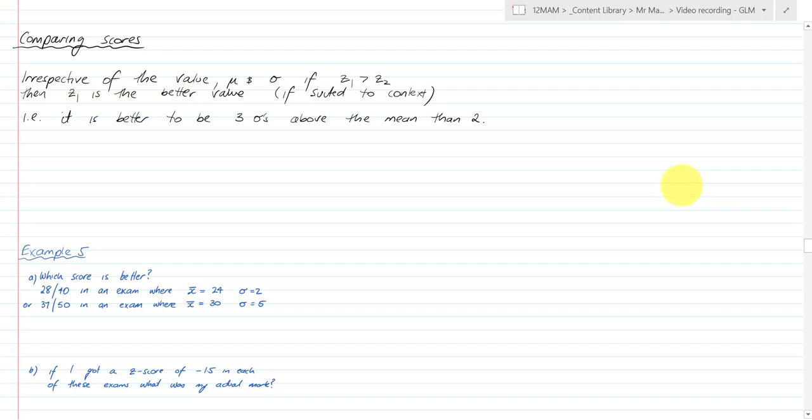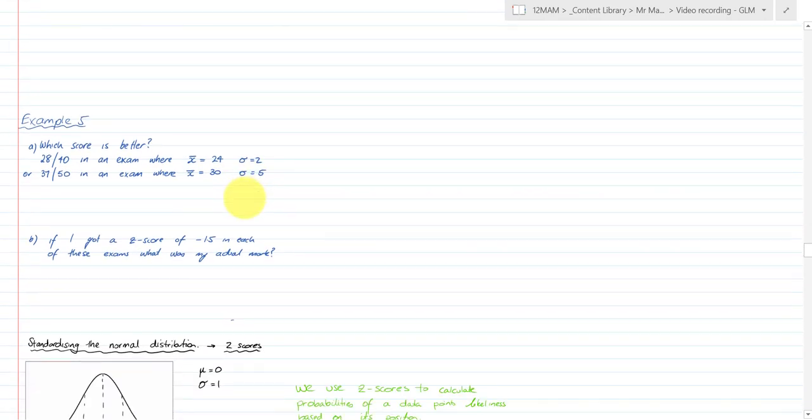And now this is a little bit like the golf compared to sports analogy. It's not always better to be a long way above the mean. Just like in most sports, it's better to have the highest score unless you're playing golf. So it's not always better to have the highest. It really depends on context, so make sure you read and understand the context. But I've got to say, most of the time it's better to have a higher z-score than a lower one. So it's usually better to be 3 standard deviations above the mean than 2, and it really doesn't matter what mu and sigma are.